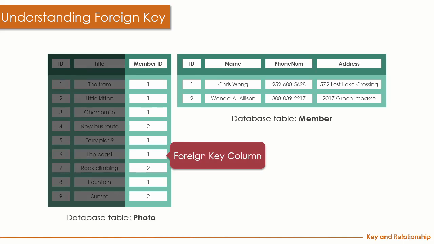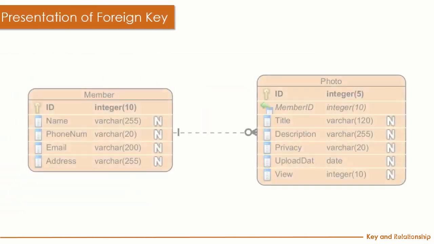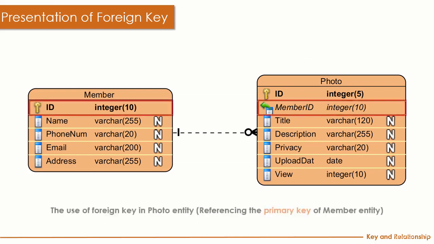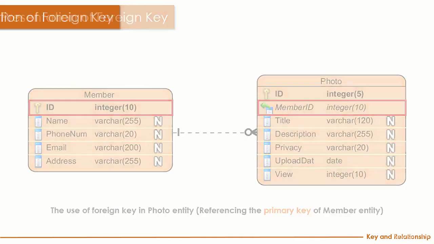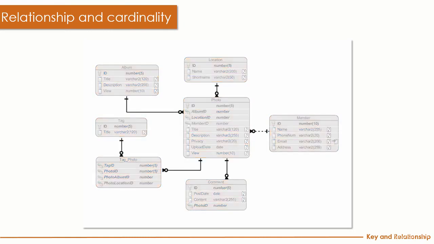Then we will introduce a foreign key column called member ID to uniquely identify the member in the member table. This is the look of the foreign key you see when you're using Visual Paradigm. The foreign key is used to uniquely identify the value in another table. Let's move on to talk about the relationship and the cardinality.